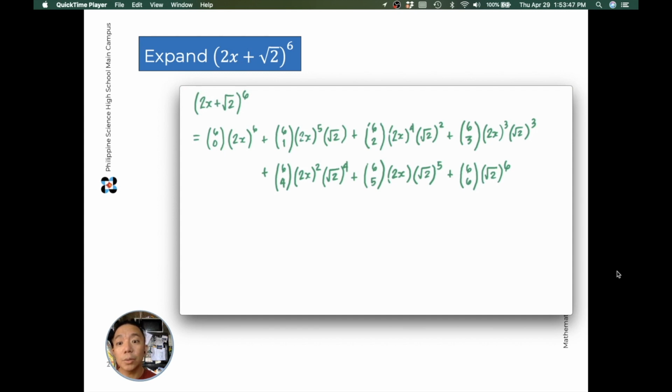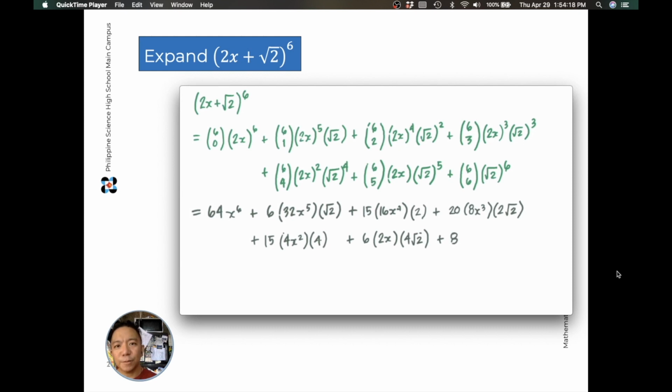So 6 choosing 0 is 1, so 2 to the 6 is 64, x to the 6th power, and 6 choosing 1 is 6, tapos 2 to the 5th power is 32, and square root of 2, 6 choosing 2 is 15. And let's just continue evaluating the expressions and the combinations. And then let's just simplify.